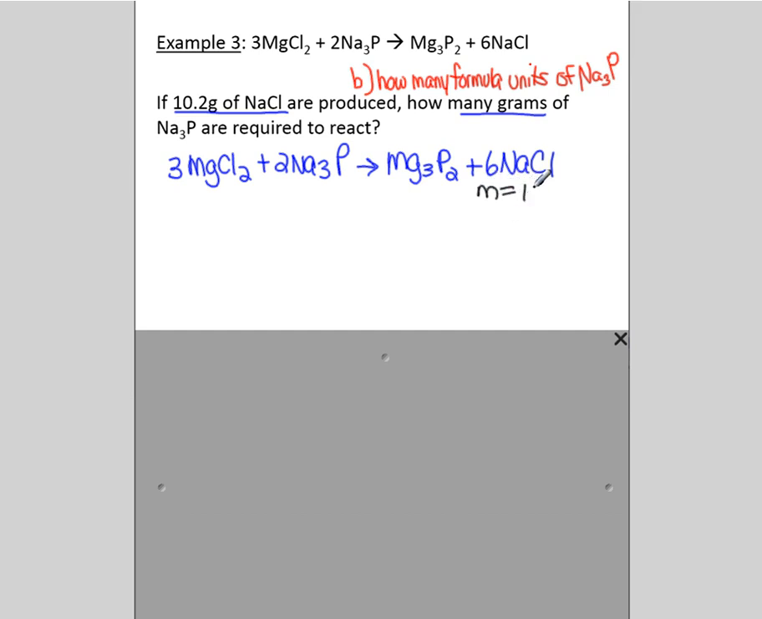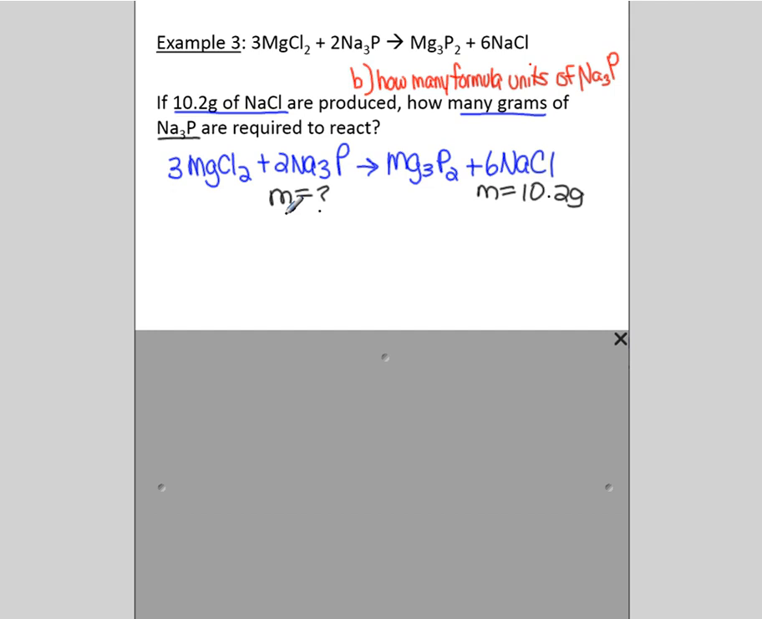So here we have a mass of 10.2 grams of sodium chloride, and we need to find out how many grams of sodium phosphide were needed to produce that amount. Mass of one compound to the mass of another compound. Anytime you have 2 different masses of 2 different compounds, you have to think, I need a mole ratio, which means I need to solve a stoichiometry problem.